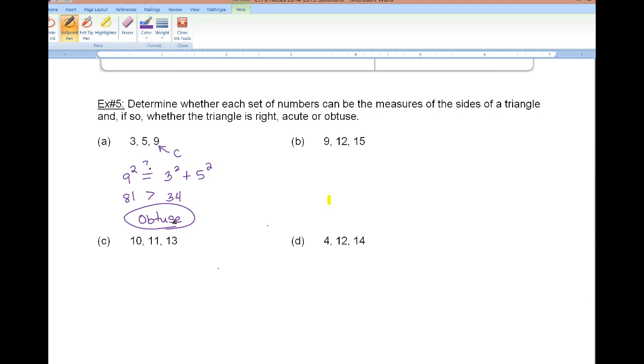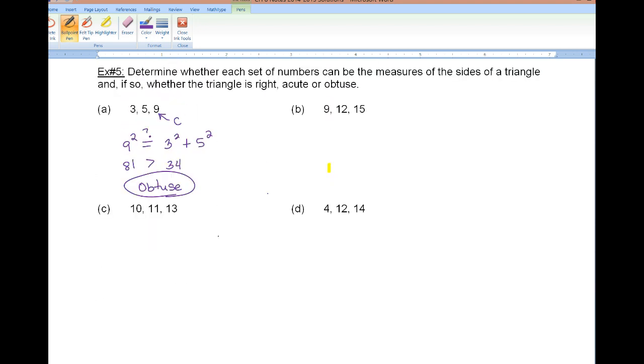Okay, somebody want to come up and do B? I can do it. And then, how about you C? When we're writing it, you know how you wrote 9 squared equals 3 squared plus 5 squared, I put question marks above it, a different sign there. You can put whatever sign you want. I just put a little question mark.